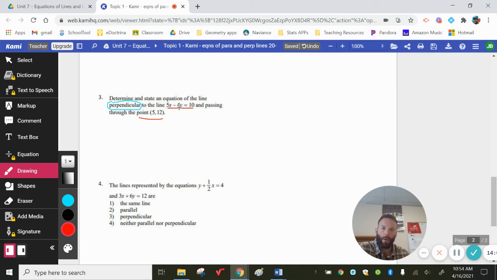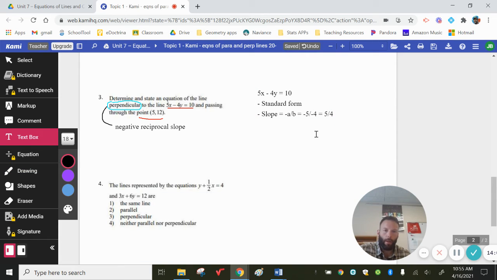So let's consider what I know about the given line right here. And let me write some stuff down. Over here, I had the line 5x minus 4y equals 10. That line is written in standard form. So that means I know the slope of that line is negative a over b. So a is 5, so I have negative 5 divided by b, which is negative 4. So the slope of my given line is 5 over 4.